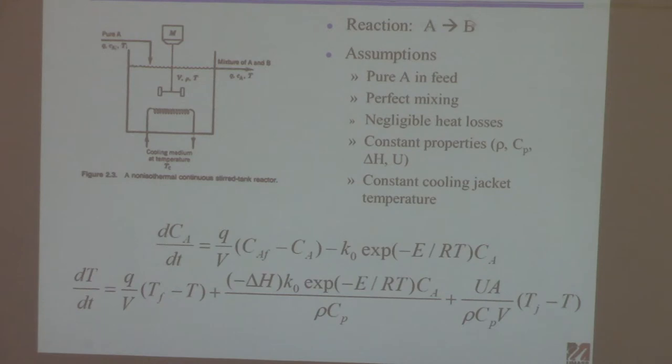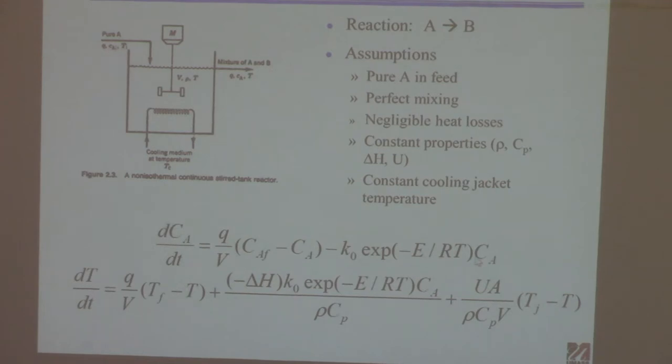Obviously, if the reaction is A goes to B, you hope what comes out is mainly B, because if it's a lot of A, you didn't have any conversion. Then I make some assumptions which aren't so critical to you, so let's not worry about them. But let's say we have two nasty, naughty differential equations that involve the composition of the component A. That comes from a component balance.